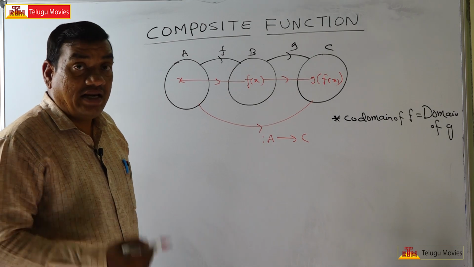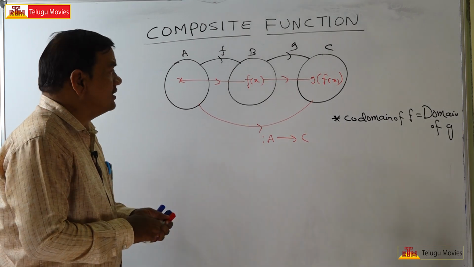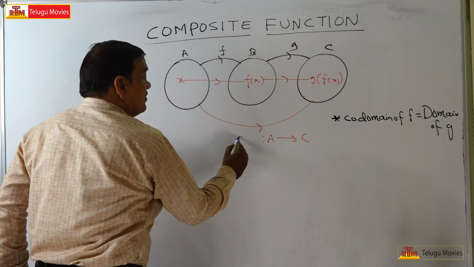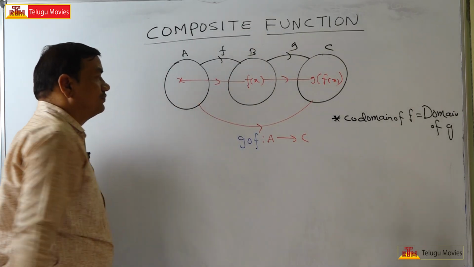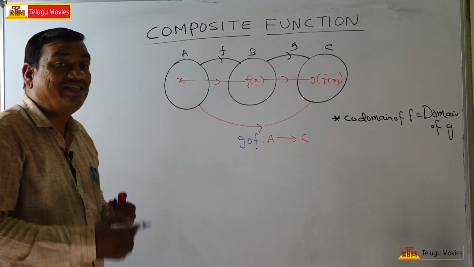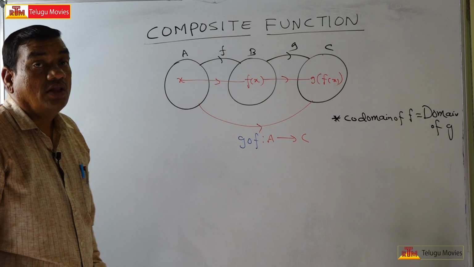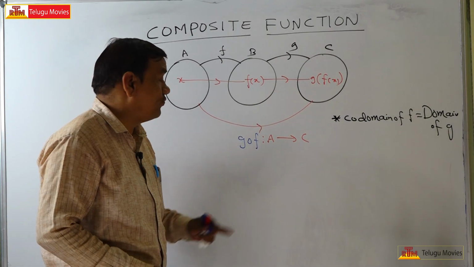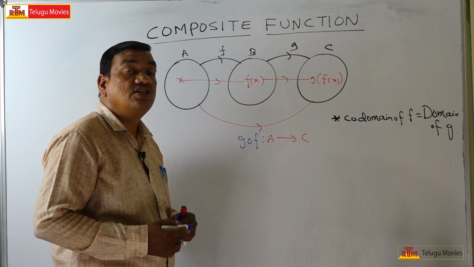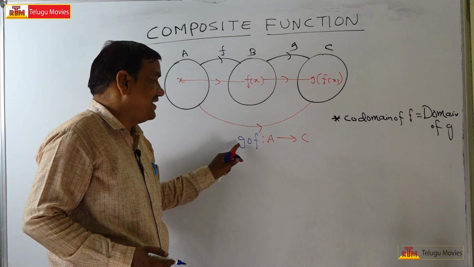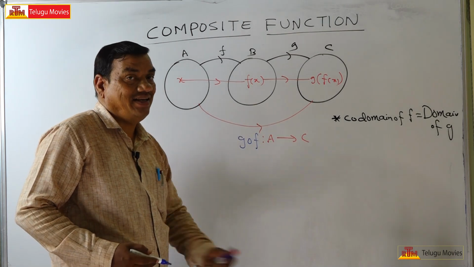The name is given as G circle F. You have to give it in reverse order. The name of the function should be G circle F, and we read it as G circle F. It is a new function which is from A to C. The domain is A and the codomain is C.